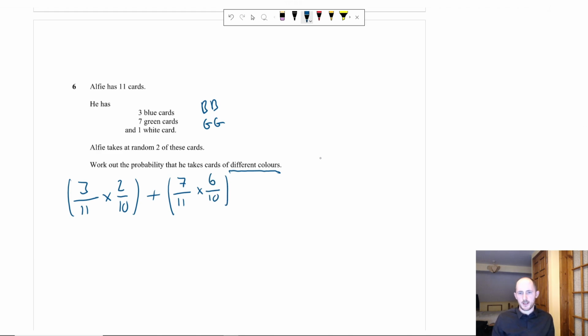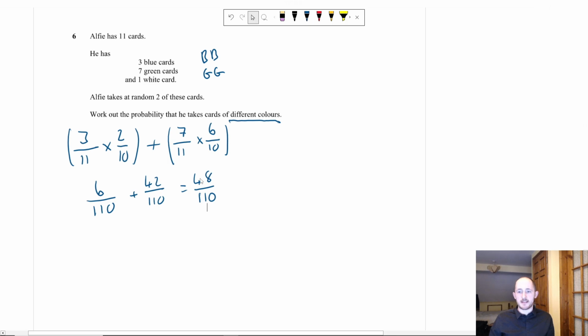Now let's do this maths. 3 times 2 is 6, 11 times 10 is 110, plus 7 times 6 is 42 over 110. Add those together, you get 48 out of 110. Okay? Cool. Now this is the probability that we get the same colour. So the probability of getting a different colour will just be 1 minus 48 over 110, which gives me 62 out of 110. Which I personally think is an easier way to look at it.